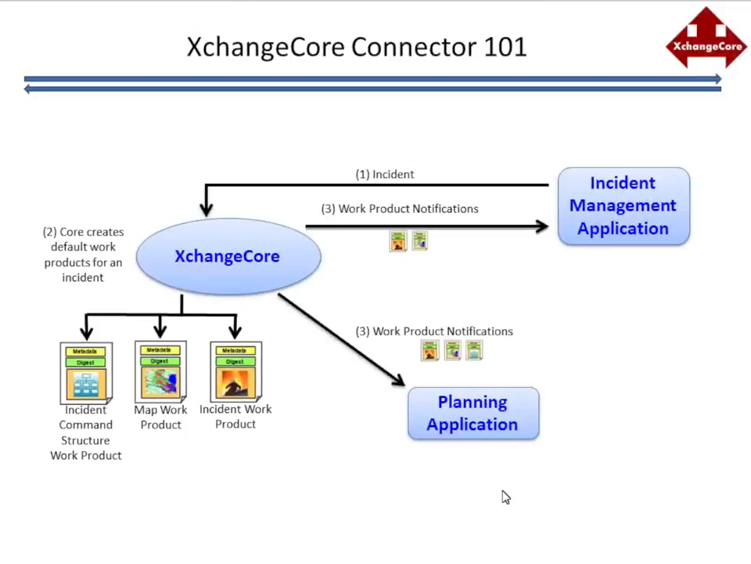XchangeCore creates the default work products for an incident, which are the incident command structure work product, the map work product, and the incident work product, and notifies other applications that are on the whitelist, if you will, that there's a new series of work products, a new incident has been added to the core. That application can then go and get that incident and load it into its viewer.